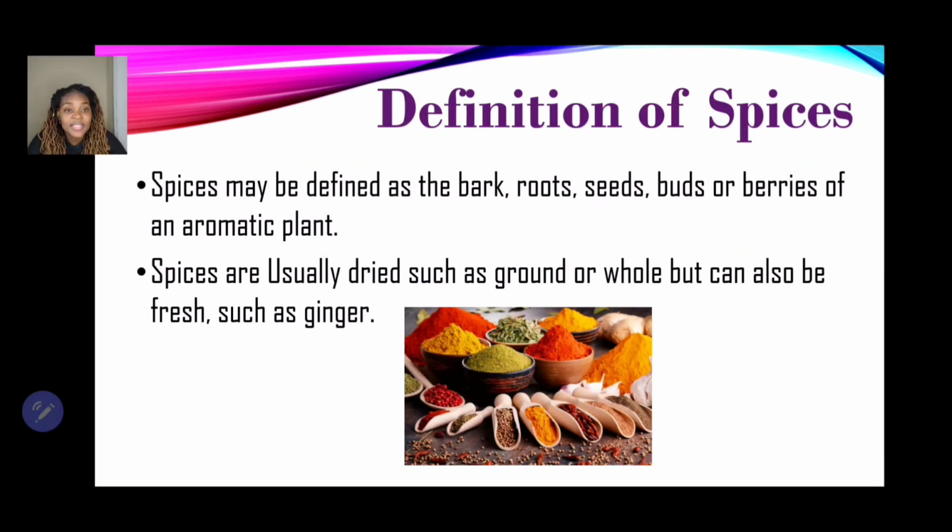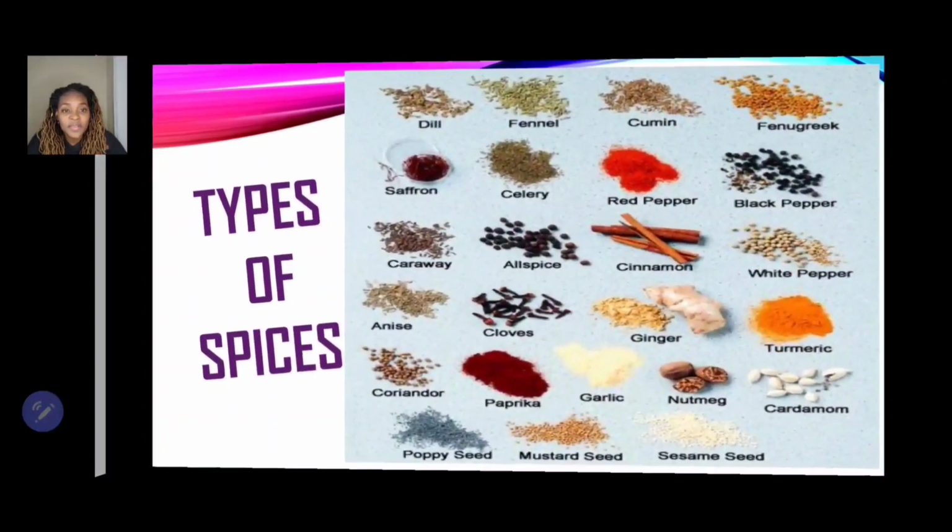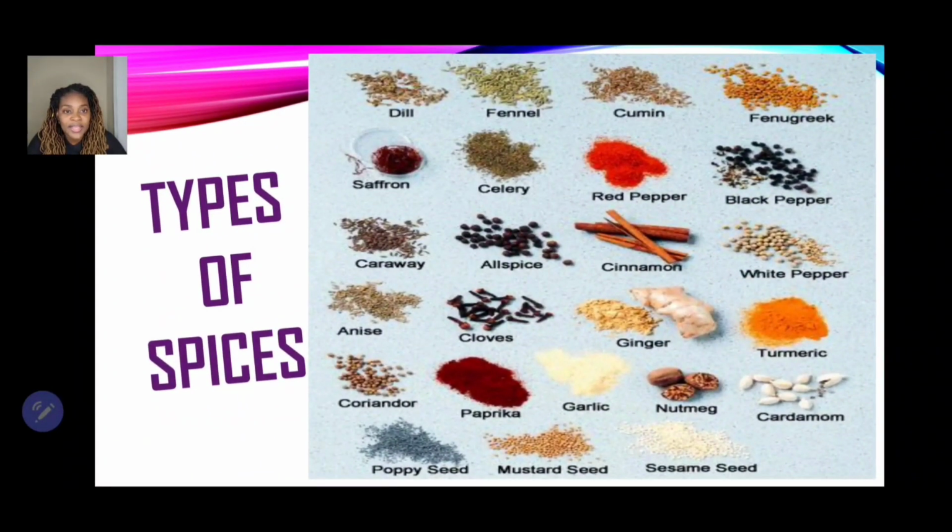Good. And these can be dried, such as ground, so we can grind them into powder. So a powdery substance based on what you're seeing there on your screen, or they can be whole, right? And also they can be dried in some cases, such as pimento berries, or fresh, such as an example there is ginger. All right. Now let us look further at some different types of spices.